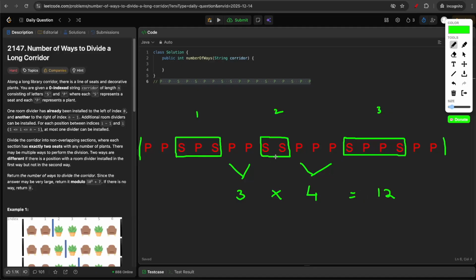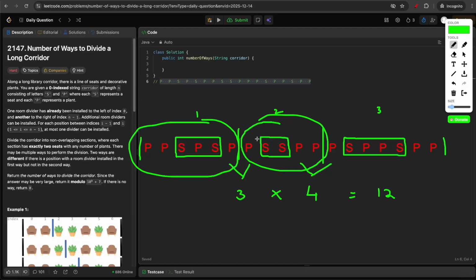So let's look at one of the divisions. So in this part, there are 3 ways, so suppose I place a divider here, and in this part, there are 4 ways, so let's say I place a divider here. Now what happens is, this entire thing is the first part, and it has exactly 2 seats. And this entire thing is the second section, and it has exactly 2 seats. Finally, this part will be the last section, and this also has exactly 2 seats.